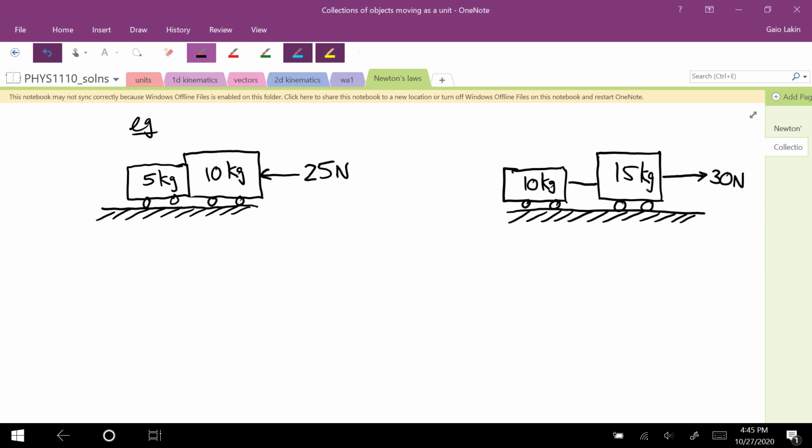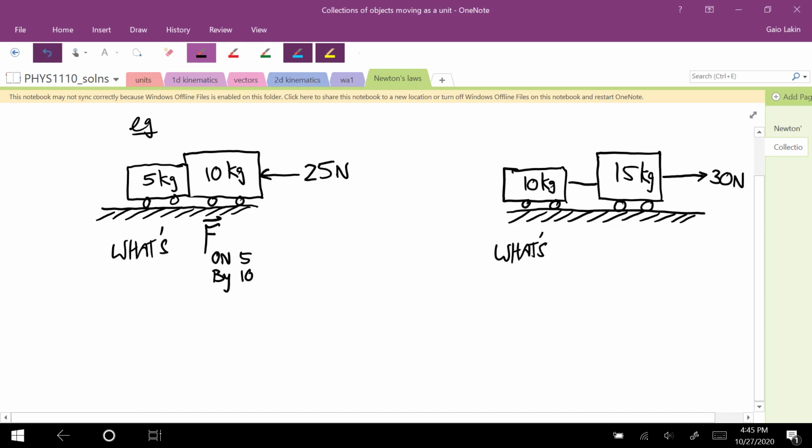So for the pushing force, let's say, what's the force vector applied to the 5 kilogram cart by the 10 kilogram cart? And for the second one, let's say, what's the force vector applied to the 15 kilogram cart by the cable?